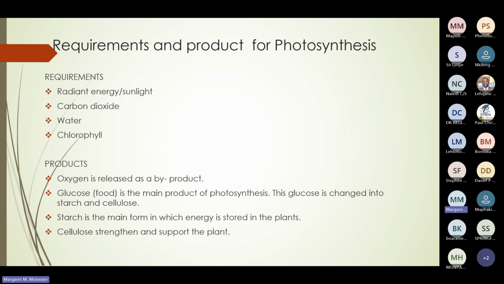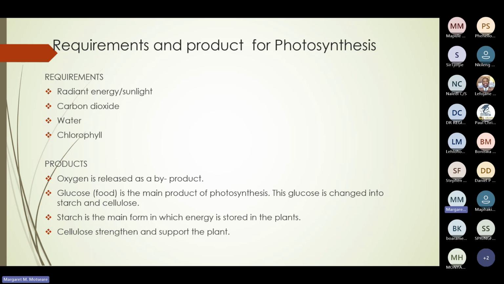Then we have the products of photosynthesis, which is oxygen. This oxygen is released into the atmosphere. Hence, we say it is a byproduct. It means during the process of photosynthesis, yes, oxygen is produced, but oxygen is not used. That's why we are saying it is a byproduct.